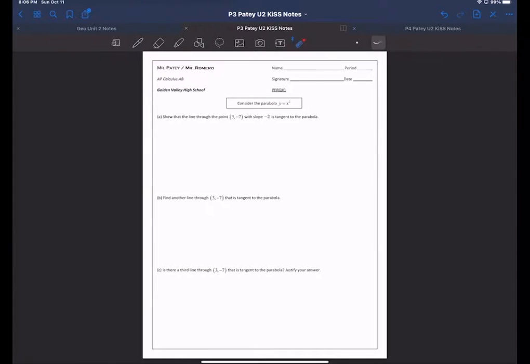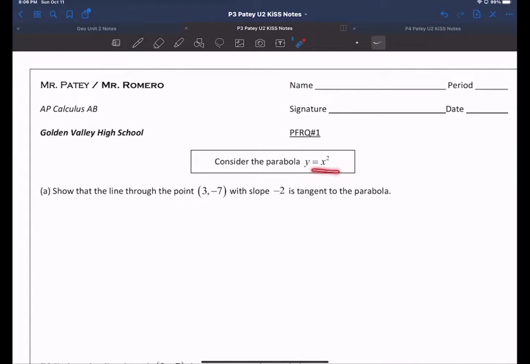Okay, so consider this parabola. Show that the line through the point (3, -7) with the slope -2 is tangent to the parabola. Okay, so we got this parabola. Let's draw what's happening here. We have this parabola, a really simple parabola. It's just y equals x squared.